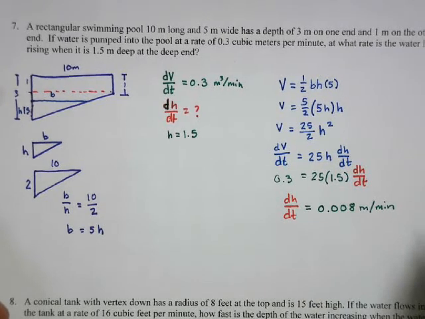Okay, a conical tank with the vertex down has a radius of 8 feet at the top and is 15 feet high. If water flows into the tank at a rate of 16 cubic feet per minute, how fast is the depth of the water increasing when the water is 8 feet deep? So again, a picture is going to be helpful.